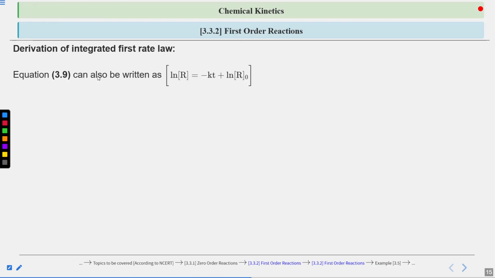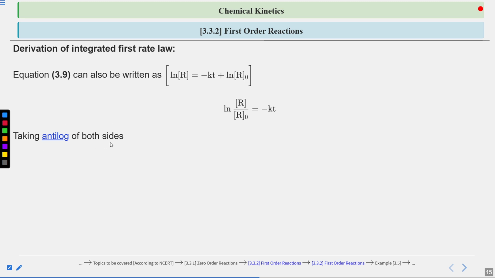Now equation 3.9 can also be written as ln r by r0 is equal to minus kt. This can be written like this because this ln r0 will go here in the subtraction, and ln r minus ln r0 will be ln r by r0. This is a property of logarithm.